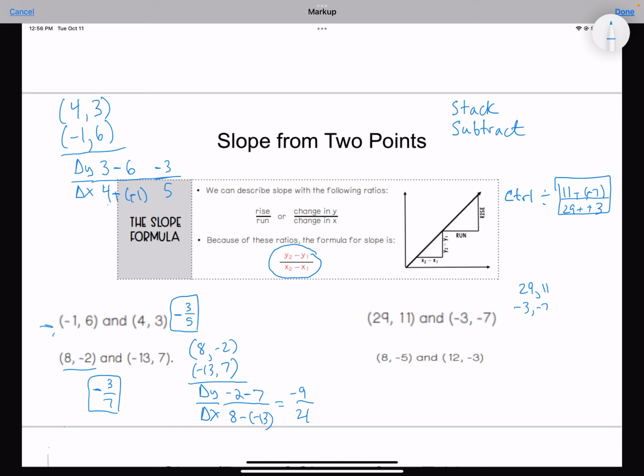Because if we were doing this by hand, I would have 18 over 32, which reduces to 9 over 16. But if you use the Desmos trick of control divide, subtract your y's on the top row, subtract your x's on the bottom, it's going to give you the answer as an already reduced fraction. Okay, so I'll leave this one for you to do on your own.